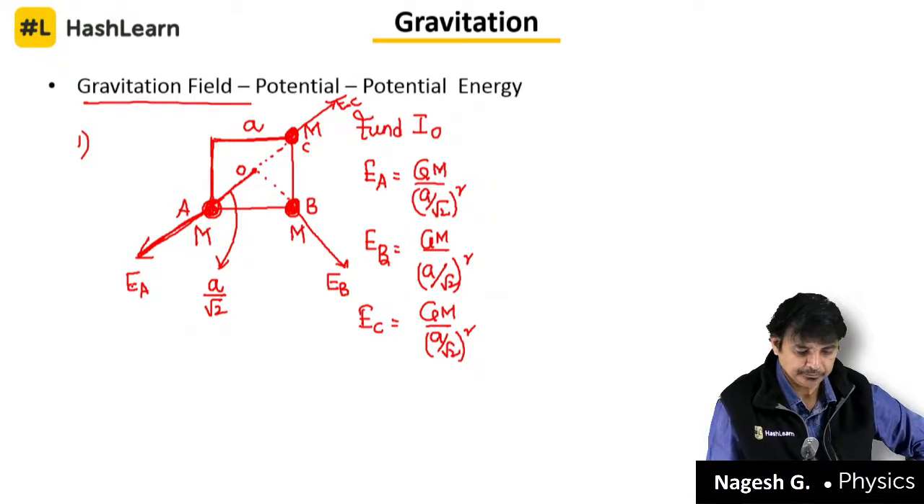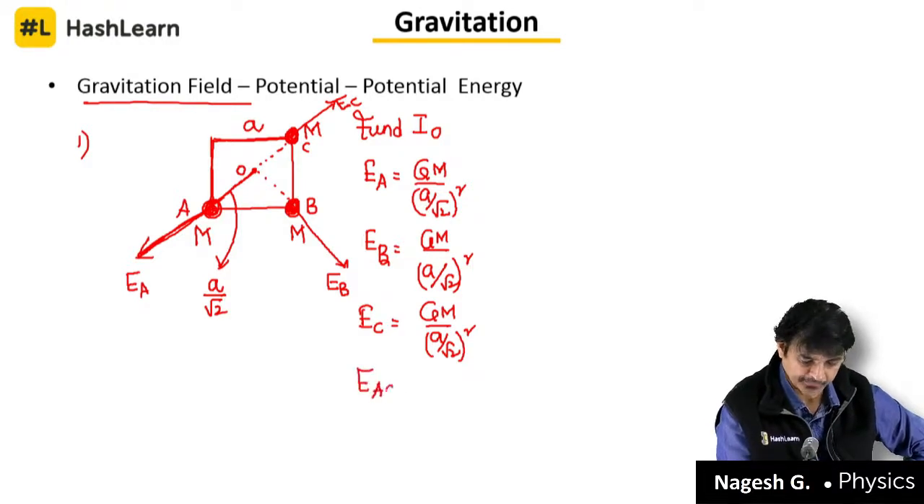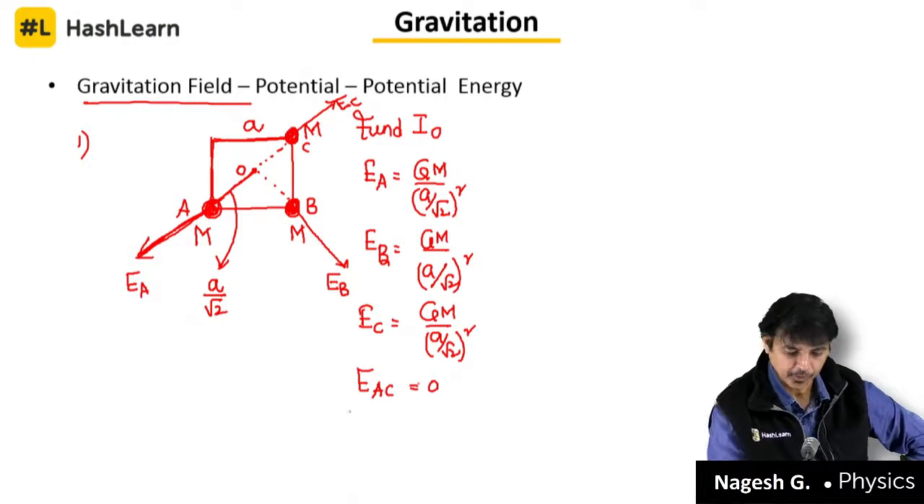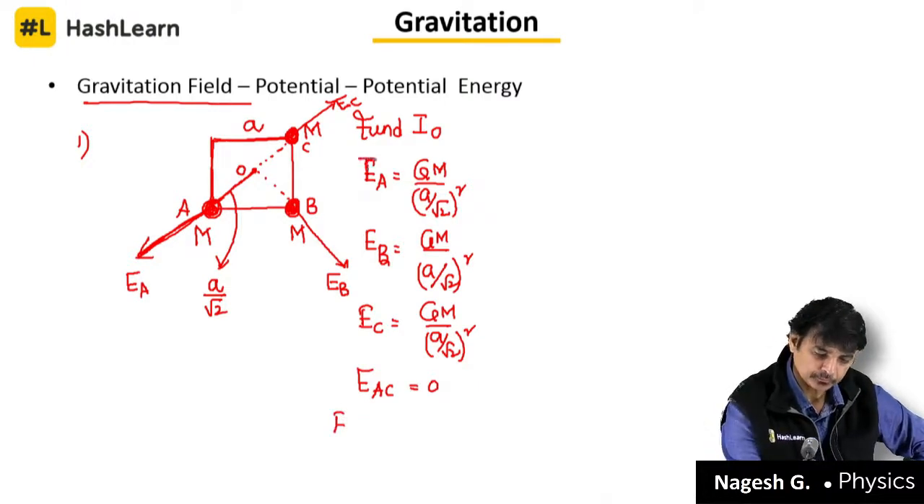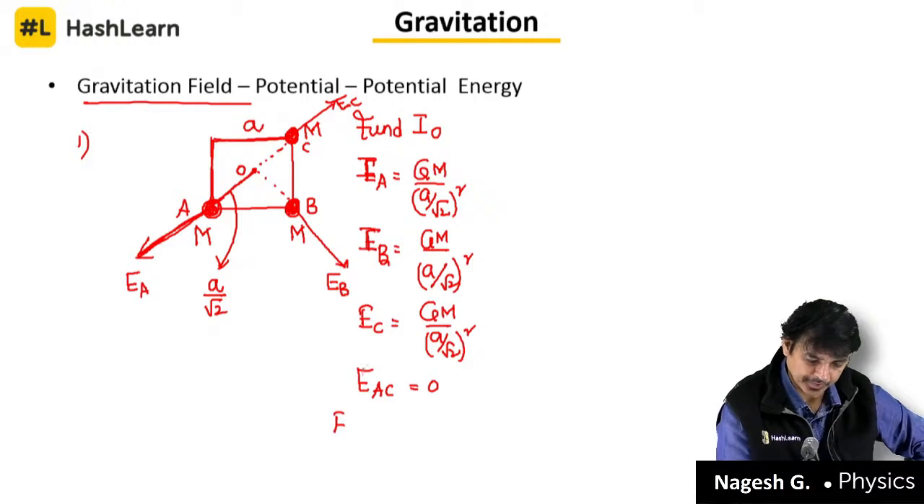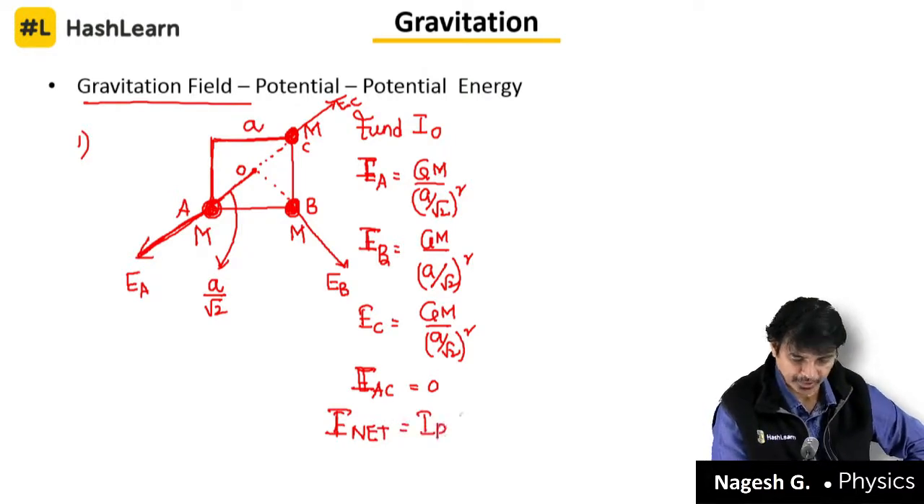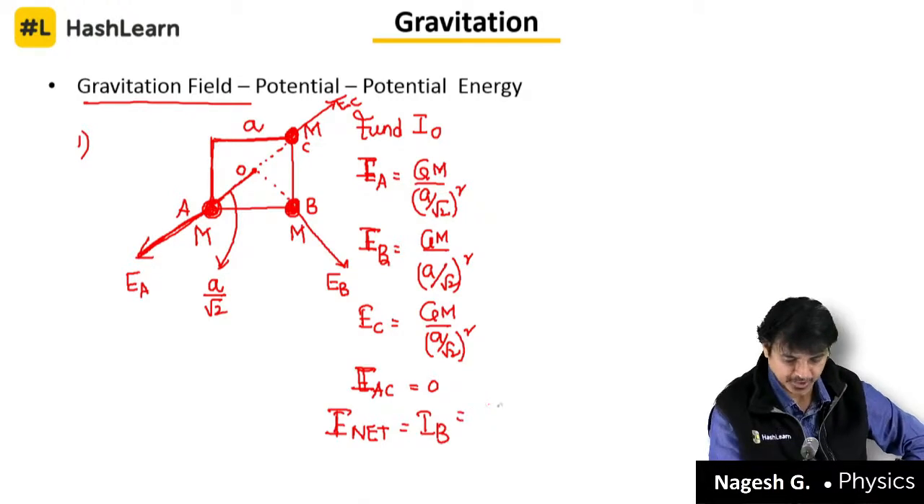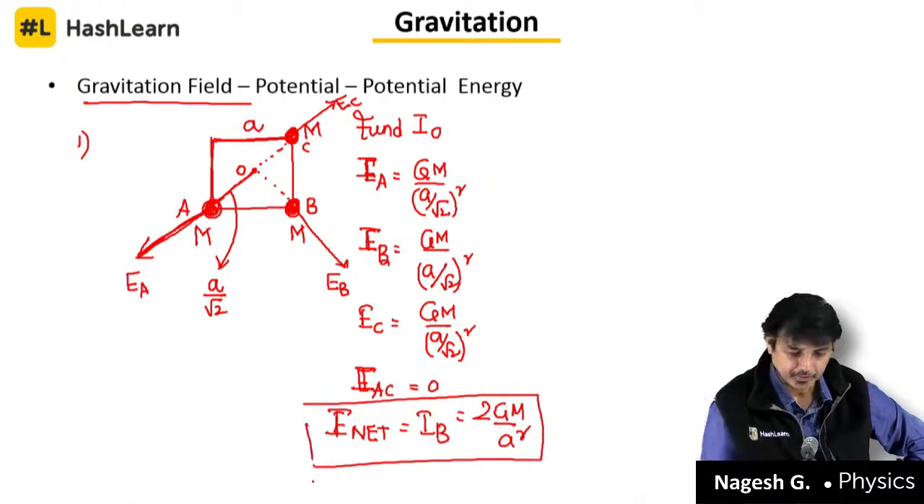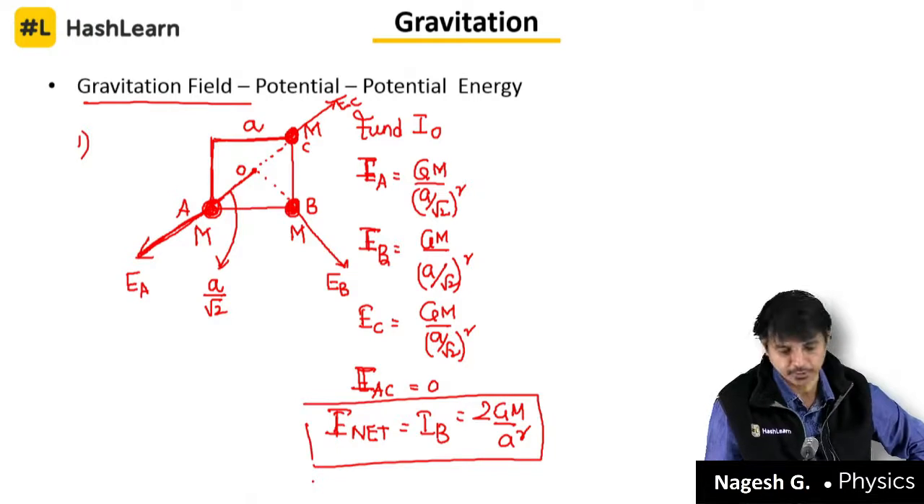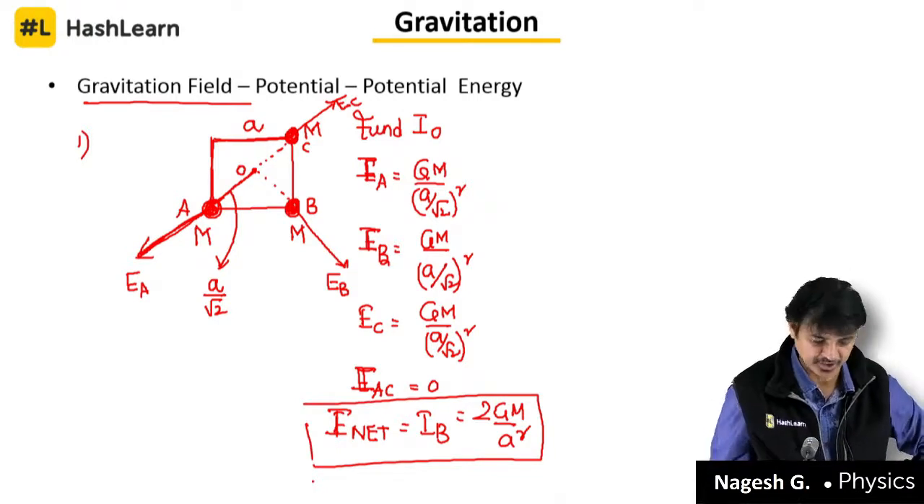When you observe that EA and EC are equal in magnitude and opposite in direction, so the field along the diagonal EAC will be equal to 0. So, the net field or net intensity of the gravitational field I net at the point O will be equal to, it is due to the B only, that is equal to 2 Gm by a square. This is the net field at the point O due to the mass at the location B.